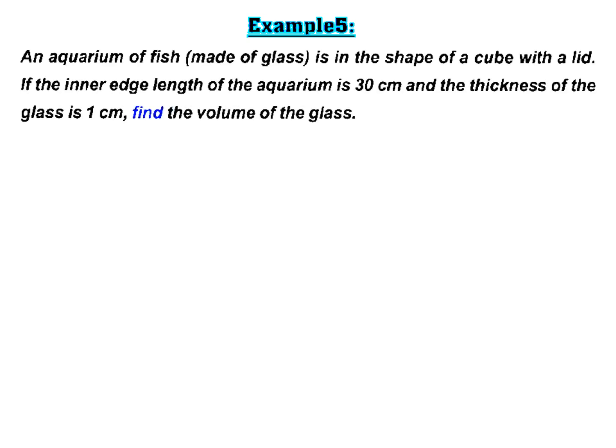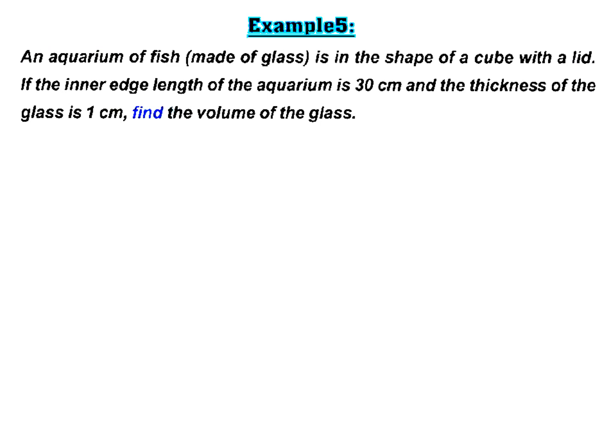An aquarium of fish made of glass is in the shape of a cube with a lid. If the inner edge length of the aquarium is 30 centimeters and the thickness of the glass is 1 centimeter, find the volume of this glass.